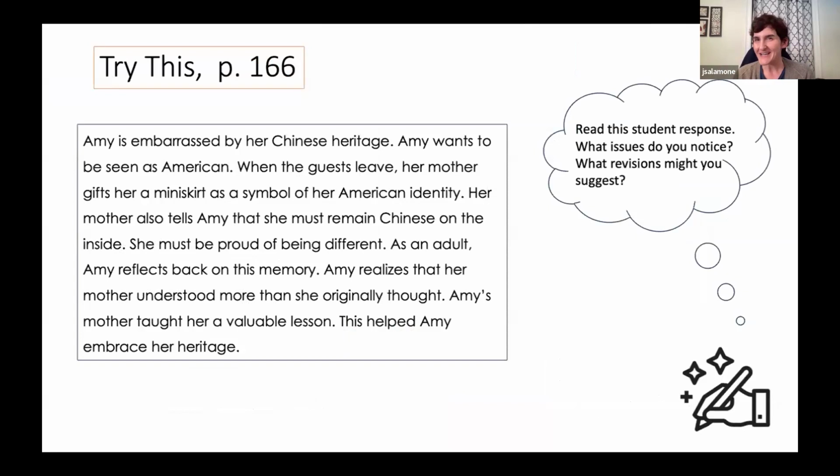So we're going to do a quick little activity. I want you to take a moment and read this passage. You can just put it in the chat when you're done. What issues do you notice in the text, right? And what revisions might you suggest for this student? We'll give you a minute to do that.